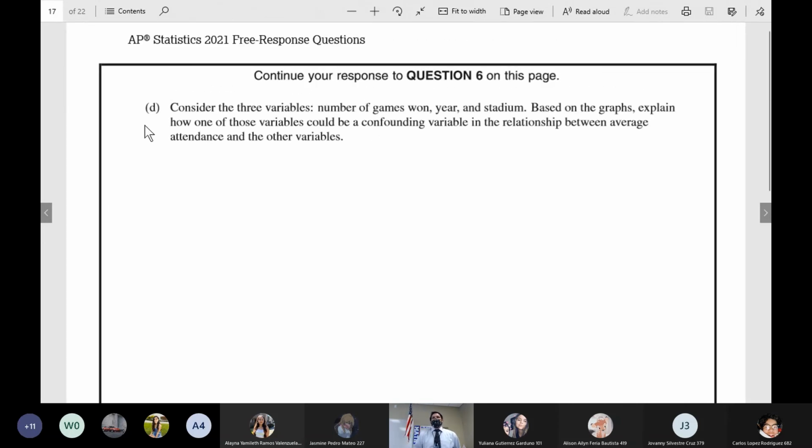And so then part D, consider the three variables, number of games won, year, and stadium. Based on the graphs, explain how one of those variables could be a confounding variable in the relationship between average attendance and the other variables. So we looked at number of games won, year, and the type of stadium. All right. And we're trying to find out which of those, one, not a mixture of them, which one could be a confounding variable.